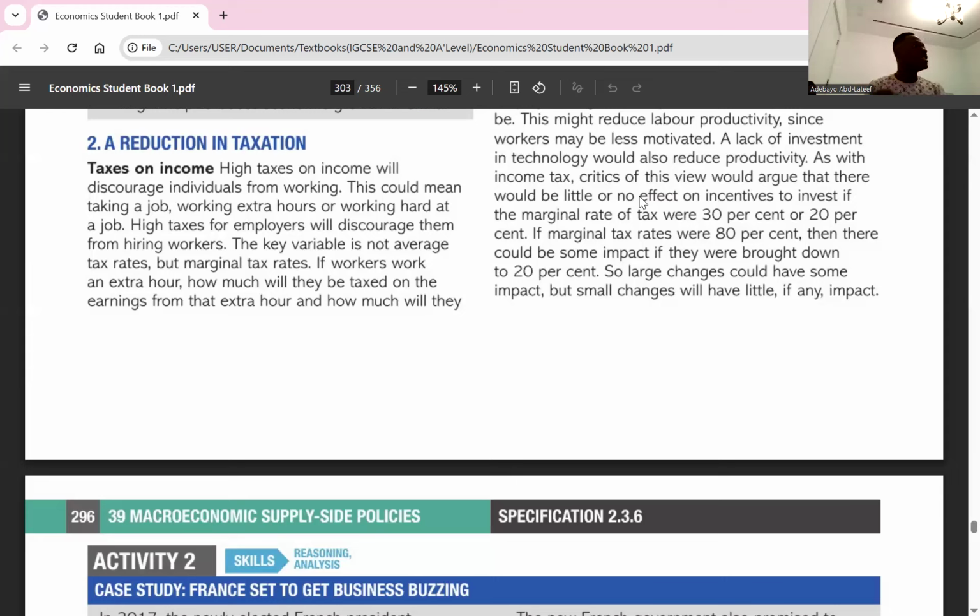Government wants to encourage the free market. And for government to encourage the free market, government might reduce taxation. We know what taxation is already: ways in which taxes are being charged.